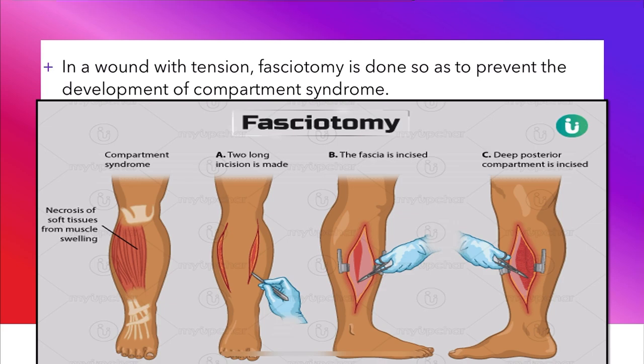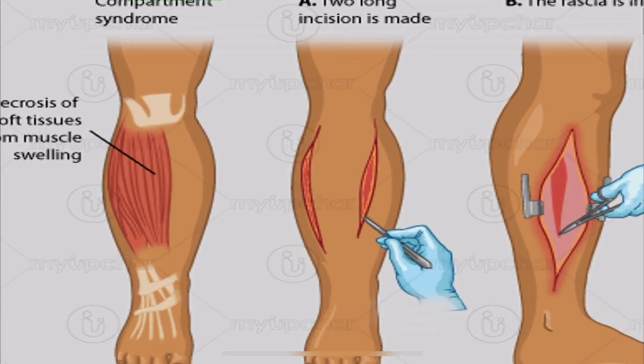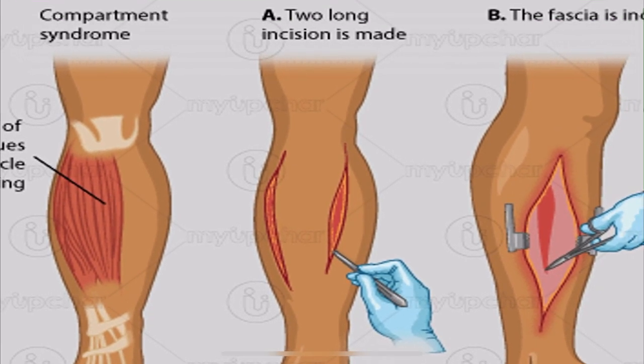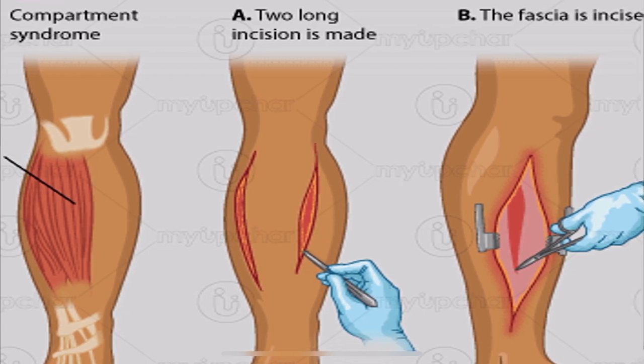So guys, fasciotomy is a procedure in which the fascia is cut to relieve the pressure in the muscle compartment. You can see the compartment syndrome here. There is a necrosis of the soft tissues. Also, there is much muscle swelling. So what you're doing, you're giving 2 long incisions on the tibia.